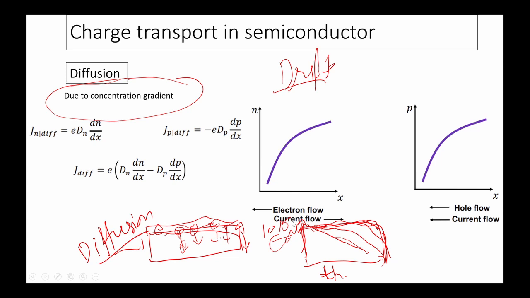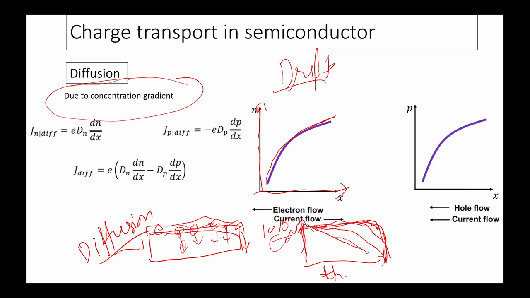Now, because of this concentration gradient, there is a flow of the charge carriers, as electrons tend to move from the higher concentration regime to the lower concentration regime. There will be a flow of electrons or holes toward the lower concentration regime, so there will be a flow of current. Let us say this is the graph of the concentration n, and this is the x direction. The graph is like this.